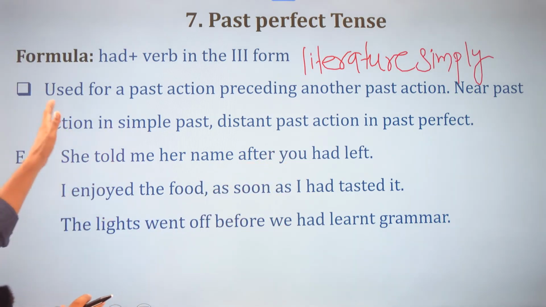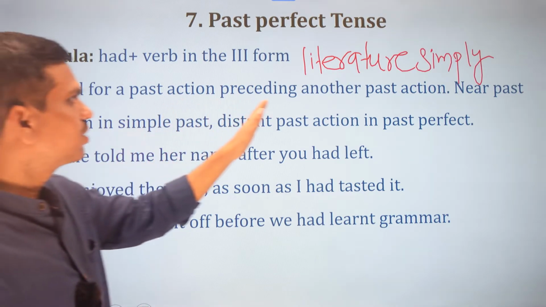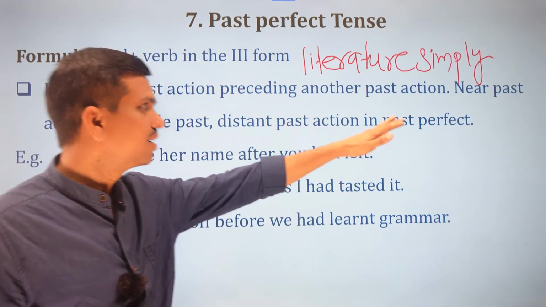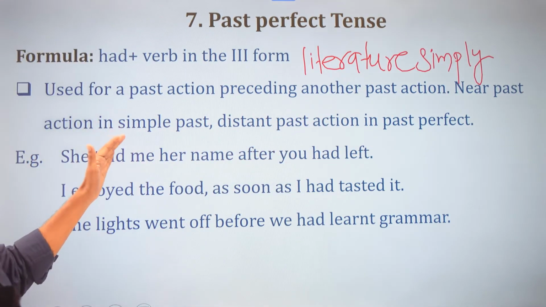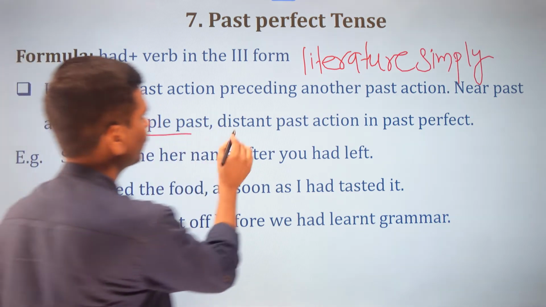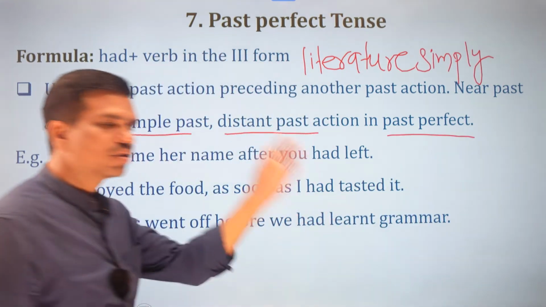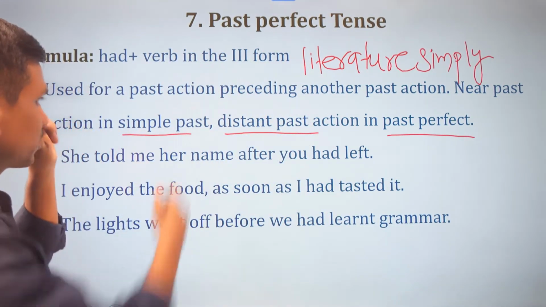Now, she told me her name after you had left. So this is what past perfect is used for: a past action preceding another past action. So it is a near past action. For near past action you can use simple past, and for distant past action you can use past perfect. So this is the use of past perfect tense.